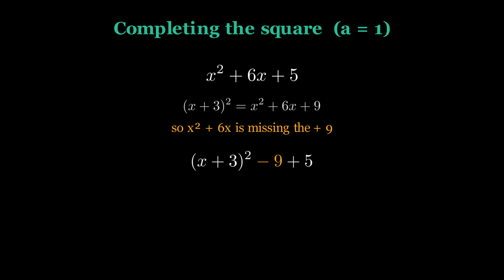Quick rule. Take half of the x coefficient. Half of 6 is 3. That goes in the bracket. Then subtract its square, 9. Finally, -9 plus 5 is -4. So the answer is x plus 3 whole squared, minus 4.